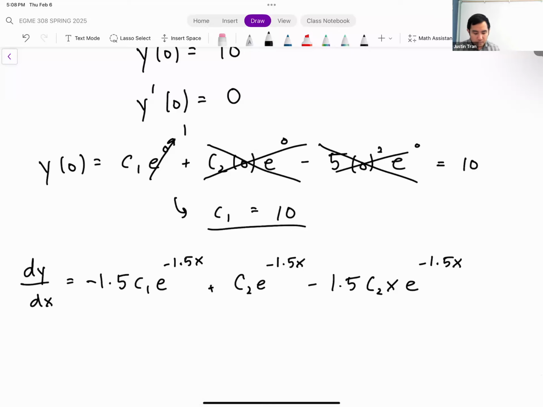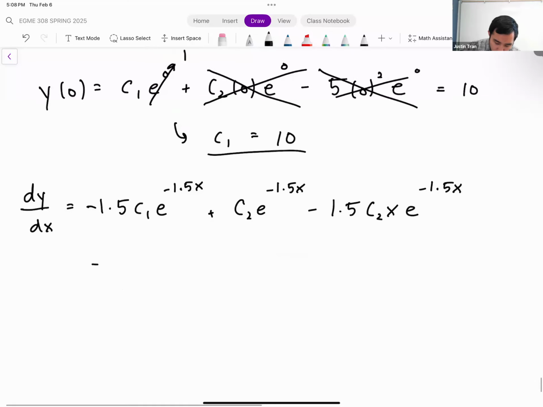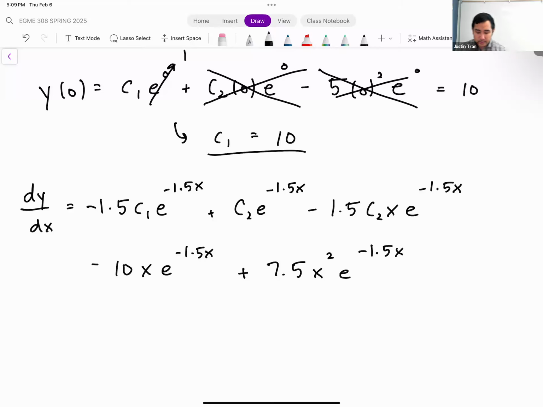All right, so all of that comes from c2. And then for the last term, we again have to do some product rule here. We have a minus 10x e to the minus 1.5x. Minus 5 times 1.5 is 7.5, that's a minus, plus 7.5 x squared e to the minus 1.5x.